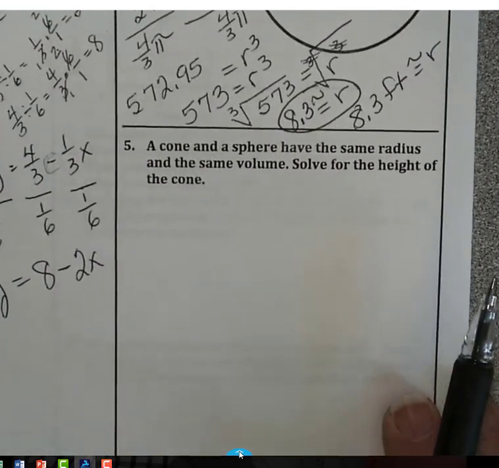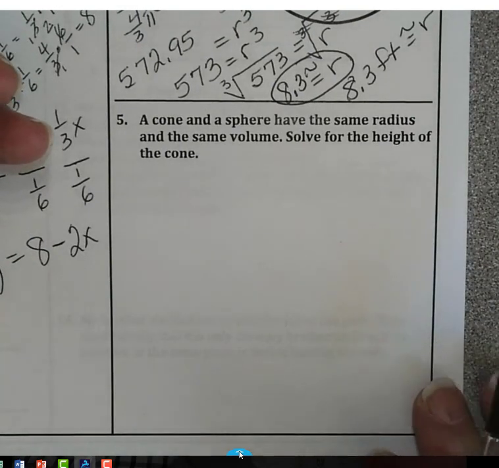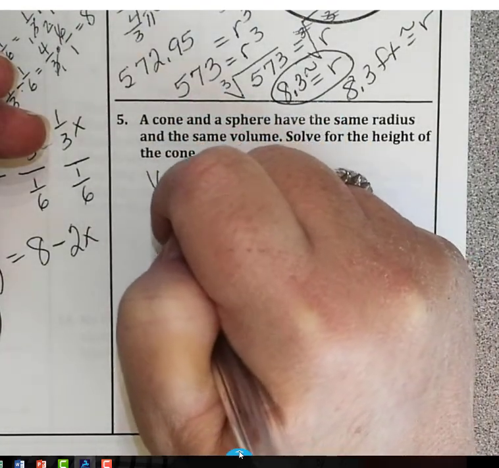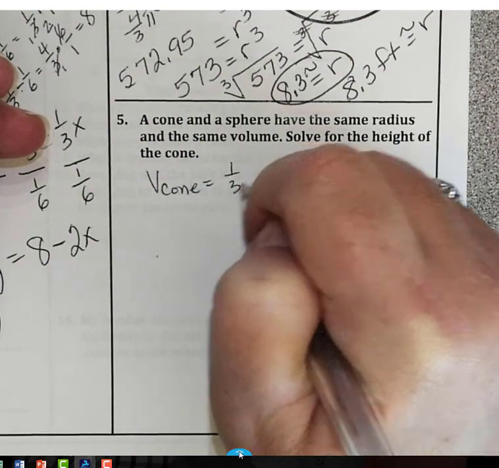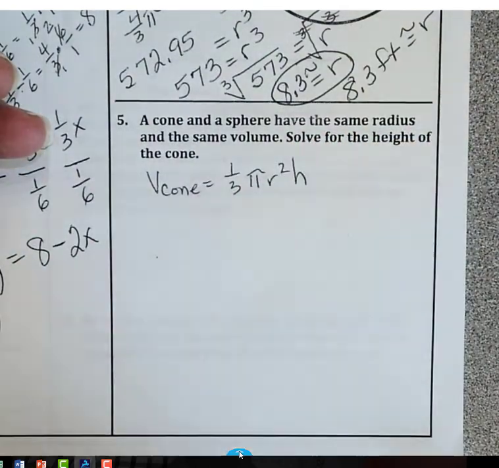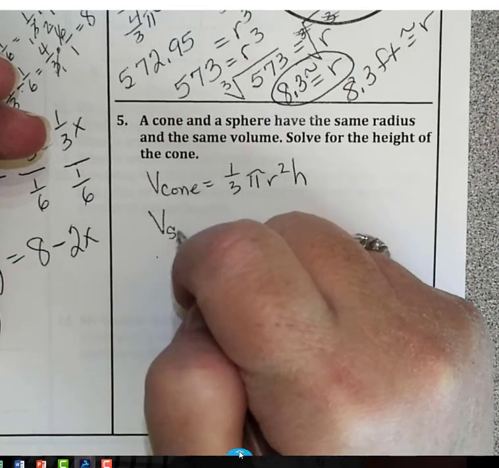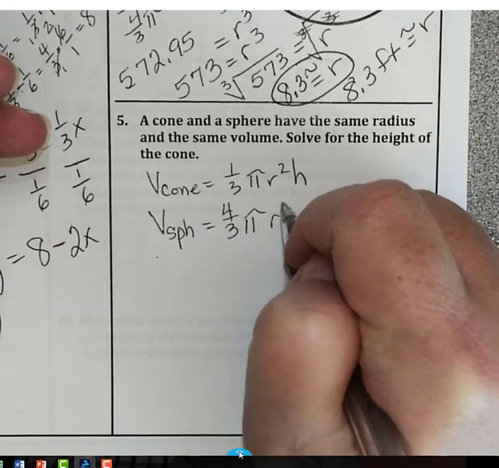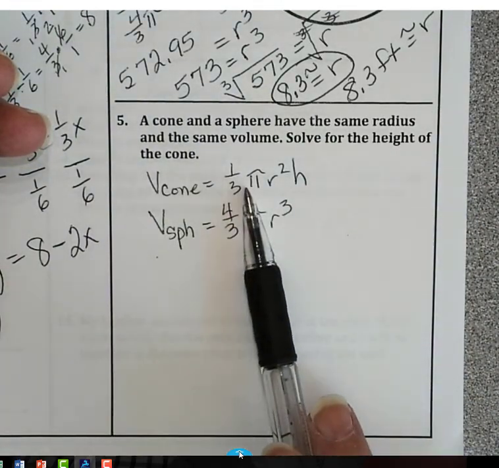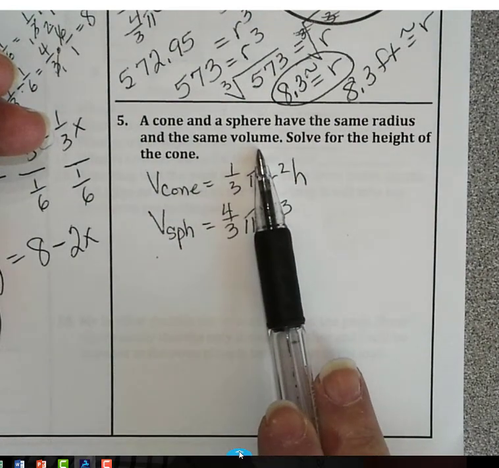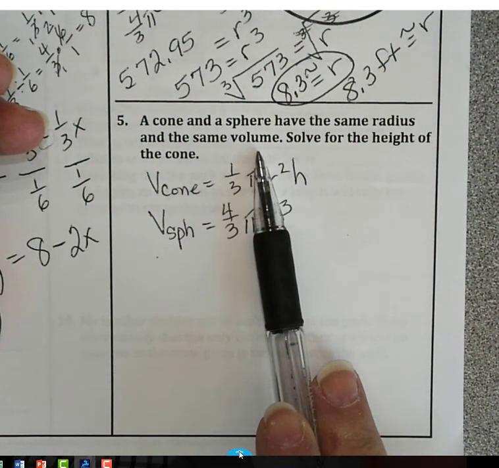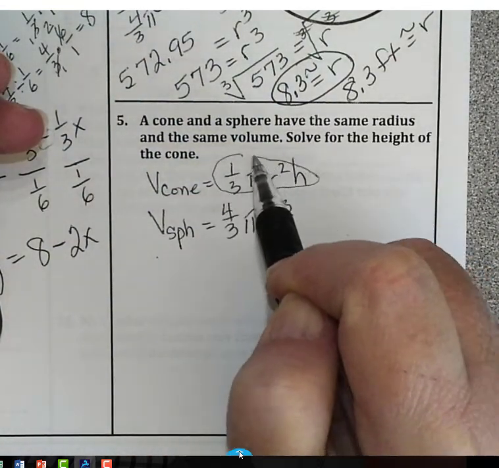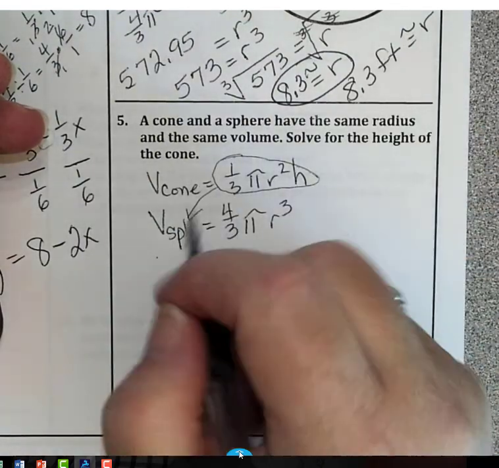Okay. Alright, finally, a cone and a sphere have the same radius and the same volume. Solve for the height of the cone. So the volume for a cone is equal to 1/3 pi r squared times the height. And the volume for a sphere is equal to 4/3 pi r cubed. It's telling us that the cone and the sphere have the same volume. So this is essentially a system of equations, and I can use substitution because this volume for the cone is equal to the volume of the sphere.